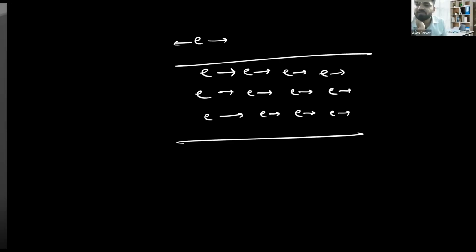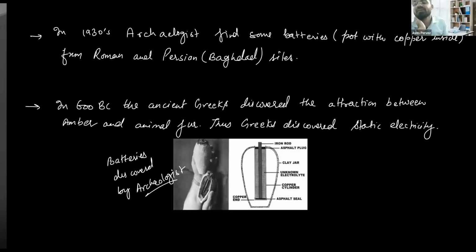So let's move further. We are just taking a look at the history of electricity. In the 1930s, some batteries were found in Baghdad, in today's Iraq. They were the batteries of the Persian Empire.